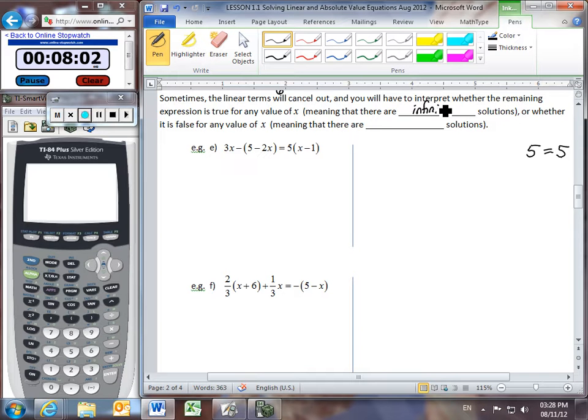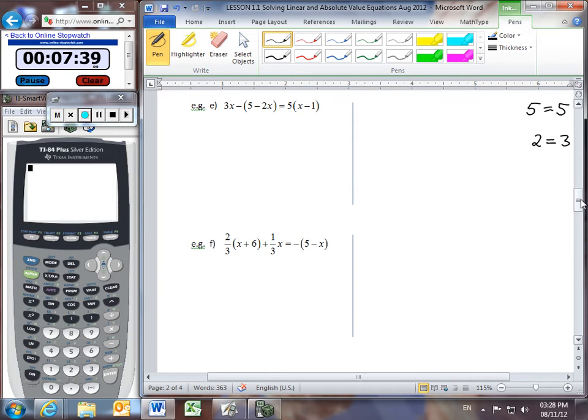However, if you've got your x's cancelling out and you end up with a false statement, like 2 equals 3, that of course is not true for any value of x. Thus there is no value of x that will satisfy the equation, and there will be no solutions or no real solutions. Alright, let's try out this concept with these next 2 examples.